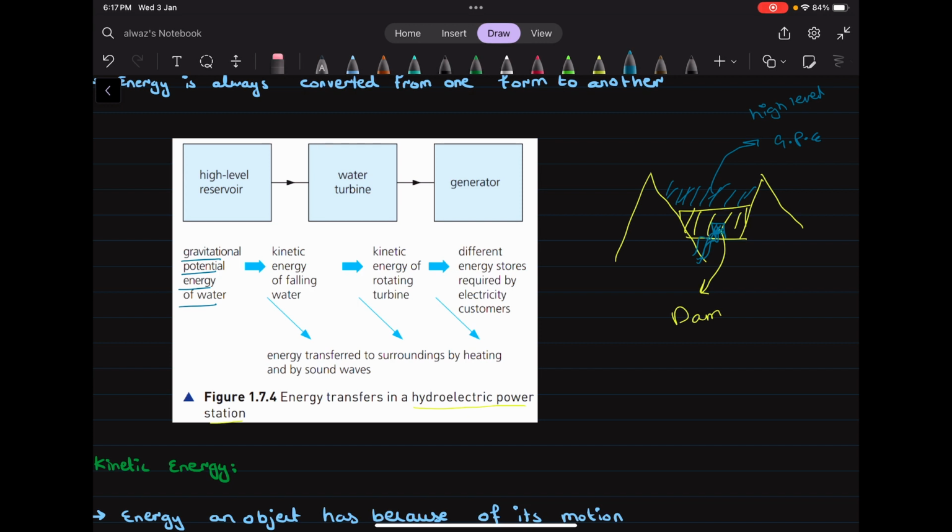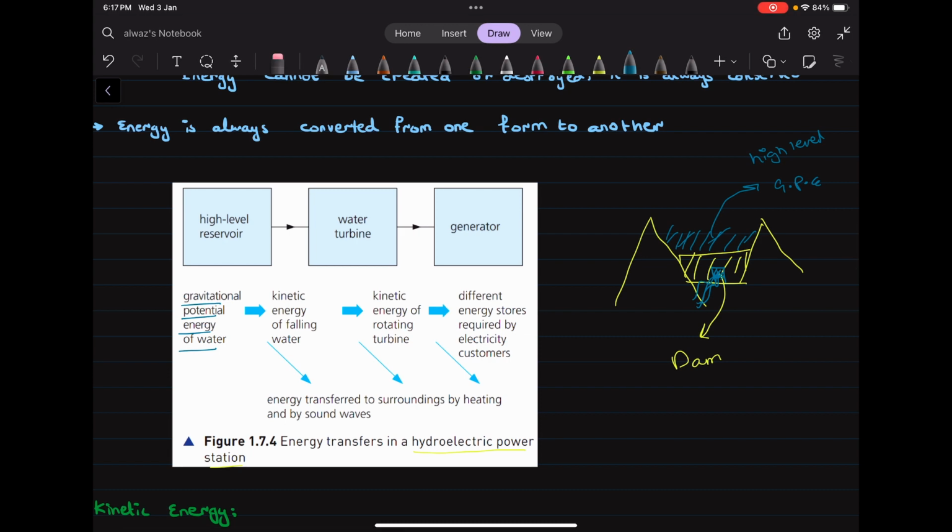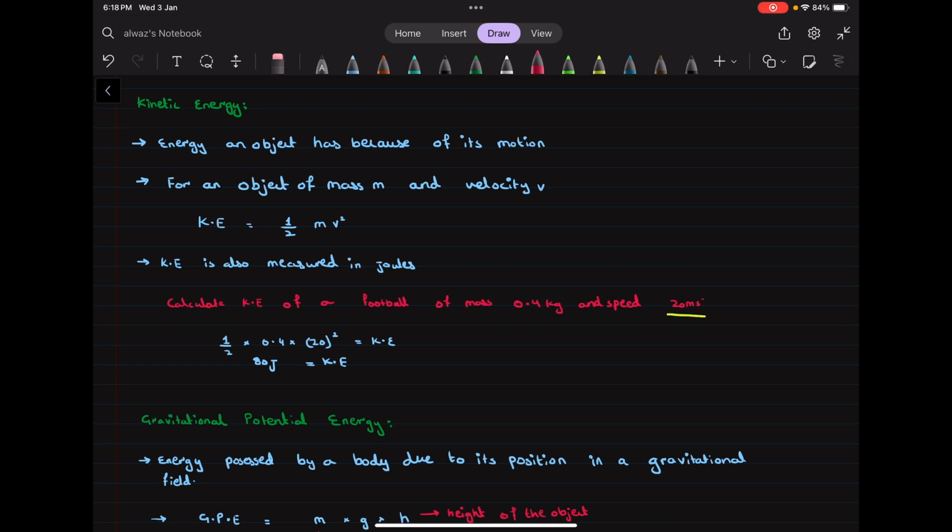So we can see that the energy which was originally in the form of gravitational potential energy of water was converted into kinetic energy of the turbines and then was converted into different forms of energy that we use in our daily lives. So all the energy which was originally in the high level reservoir, gravitational potential energy, was then converted to one form or the other. Okay, so now it's time we talk about kinetic energy in a bit more detail.